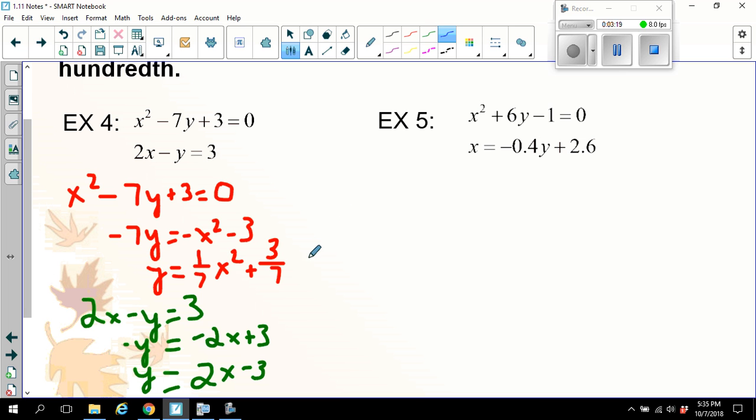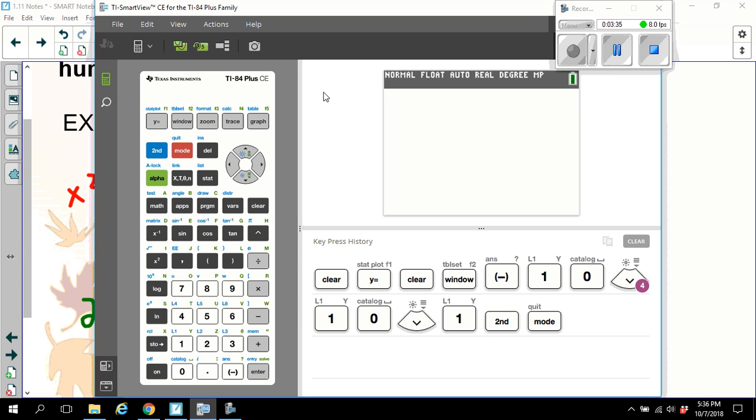So now we're going to set both of these equations into our graphing calculators here. And remember, if I'm ever going too fast, all you have to do is pause the video so you can get all this written down here. Okay, now we're going to go ahead and go to our graphing calculators. To plug in our values, we're going to go to the y equals.